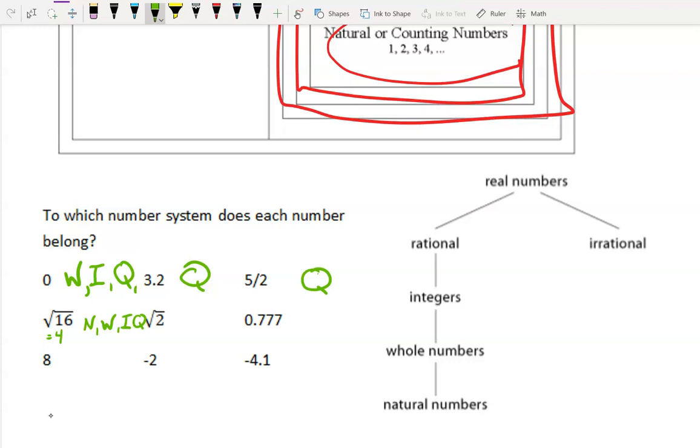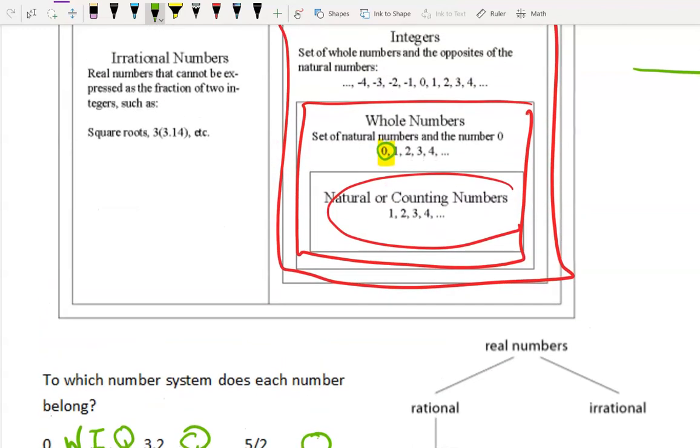Okay, now root 2. If you put root 2 in your calculator, you're going to get a decimal. And that decimal goes on forever. So this is going to be an irrational number. An irrational number is a decimal. It's infinite, so it goes on forever. But it does not repeat.